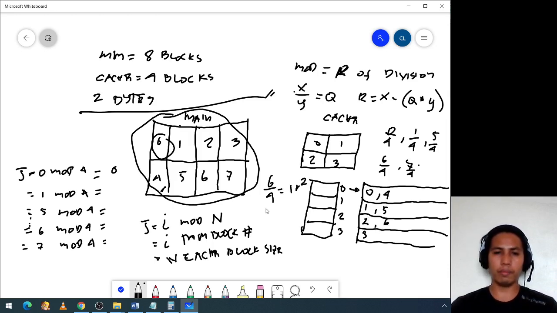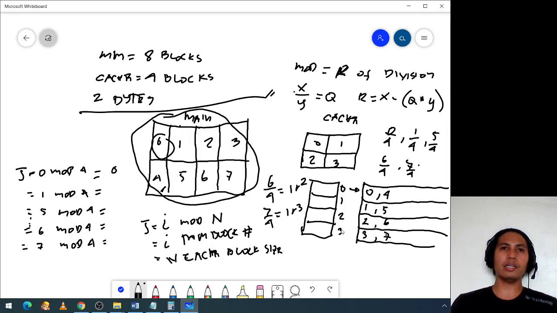Then we also have 7 divided by 4. That is 1 remainder 3. So nasa index 3 po siya. That's it. That's how we map incoming blocks or incoming memory blocks into our cache.